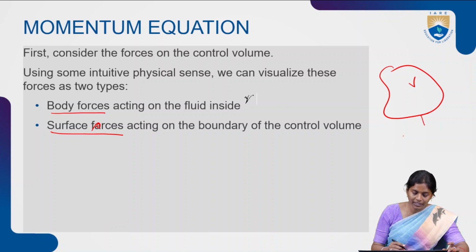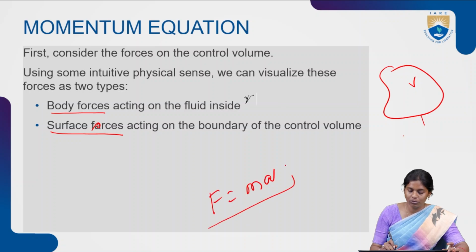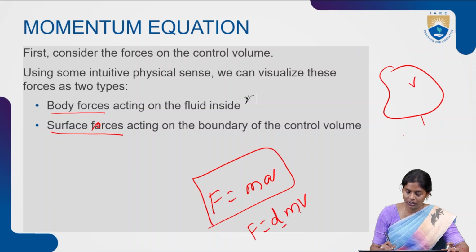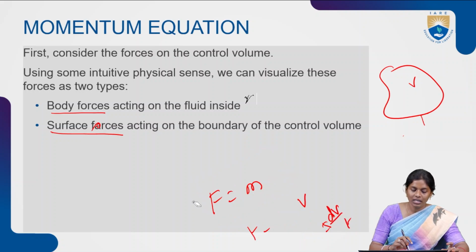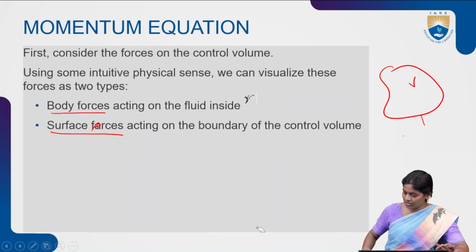Because we are saying F equal to m into a, that is, force equal to mass into acceleration, and this is nothing but force equal to change in momentum. So the change in momentum we write as m into d by dt of v. If the mass is constant, m into dv by dt is coming, right? Now we will see what forces are acting on the fluid element. First one is the body forces, another one is the surface forces acting on the boundary of a control volume.